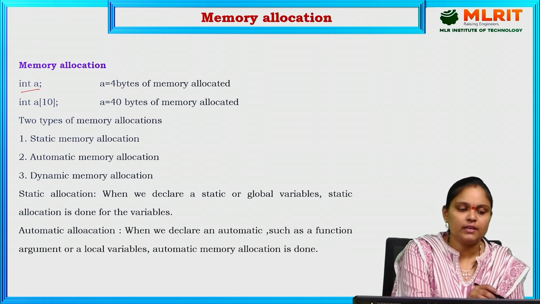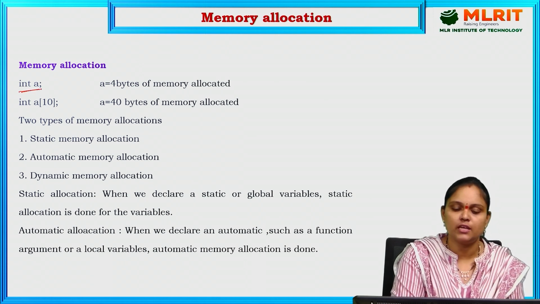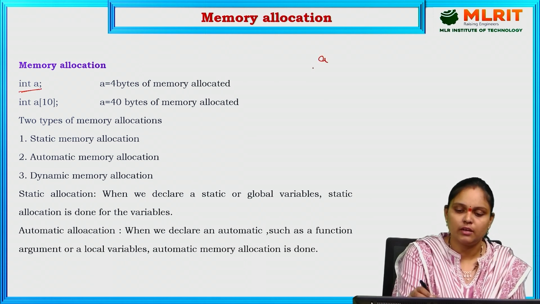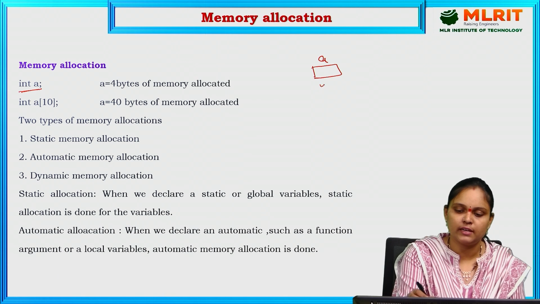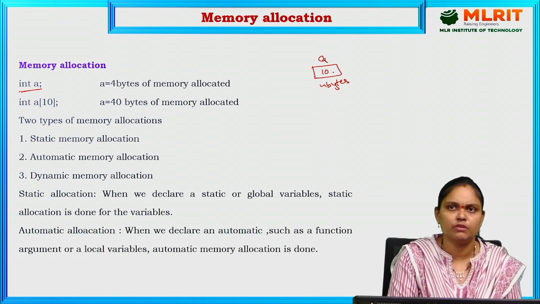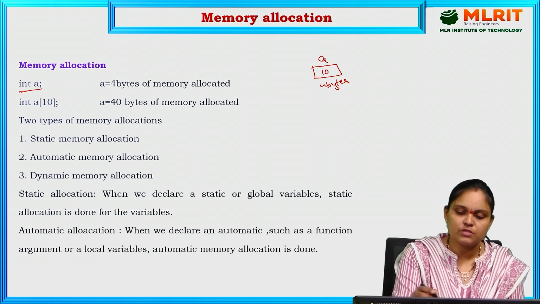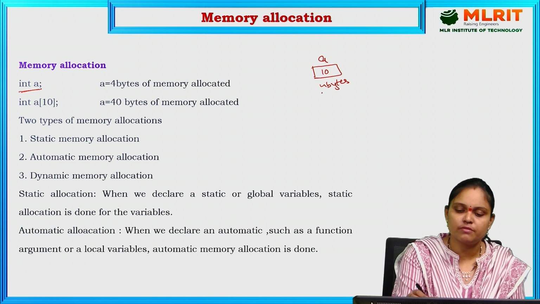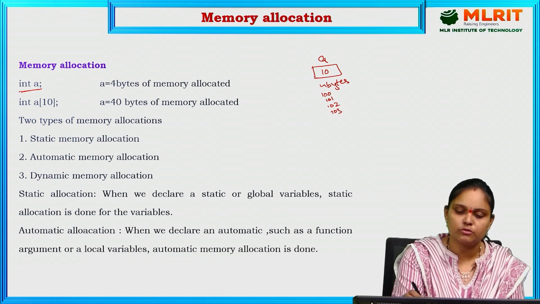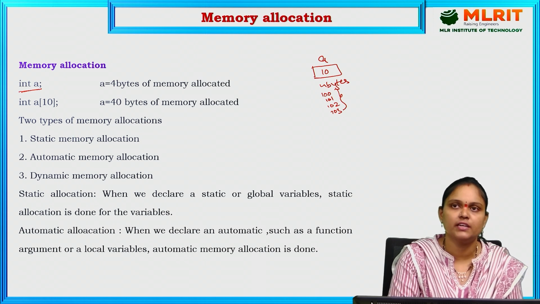So whenever we declare, the memory gets allocated for this e. Some 4 bytes of memory will get allocated and the value will be stored in this allocated memory. Consider it as 10 or 20, whatever integer value we are using. Consider these 4 bytes as starting from 100, 101, 102, 103. These are the 4 bytes of memory allocated to store that particular value.